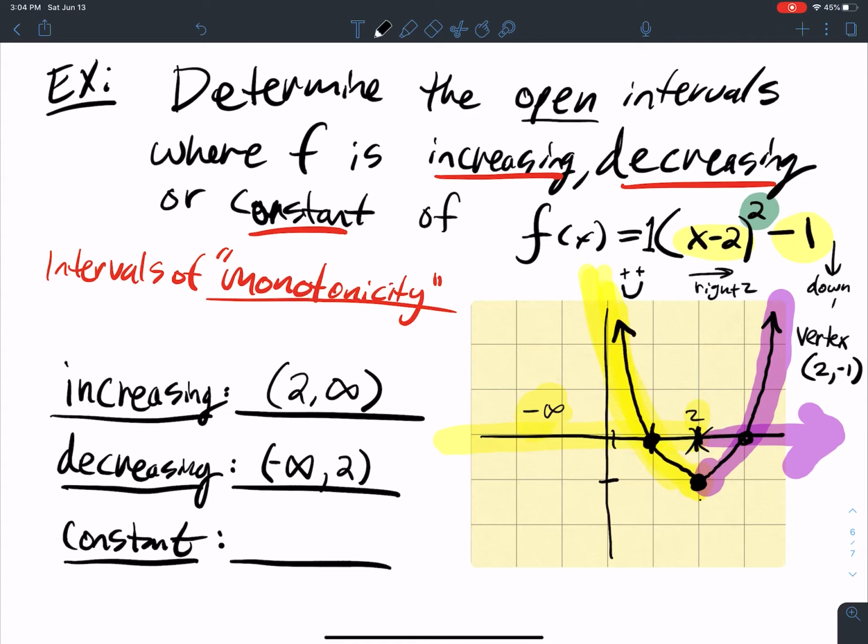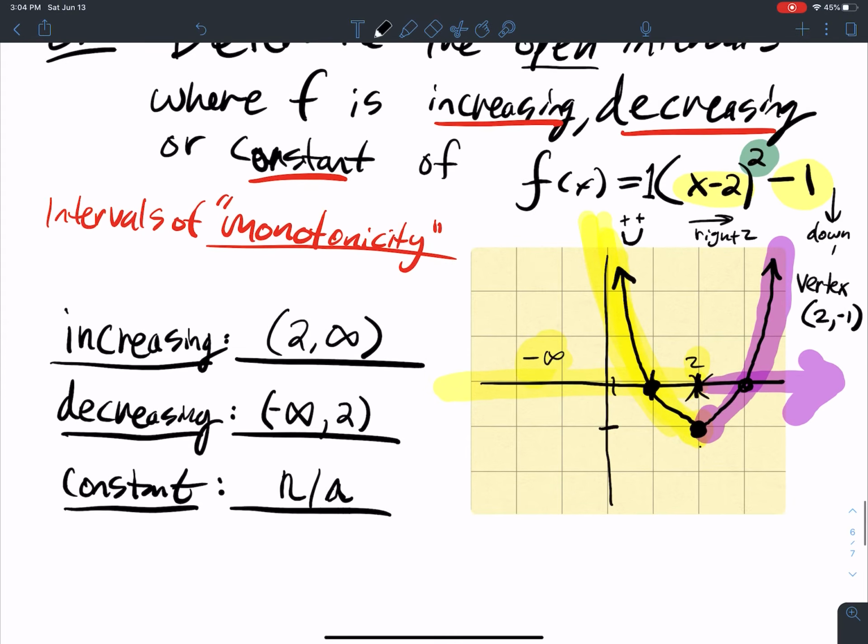Now, where is it constant? Is there anywhere where it comes down and then it just stays straight and then it shoots up? No, there are no constants here. So I'm just going to put NA. Okay? NA, not applicable. Or you can write none. Or you can write nada. Whatever. Just make sure you tell me.